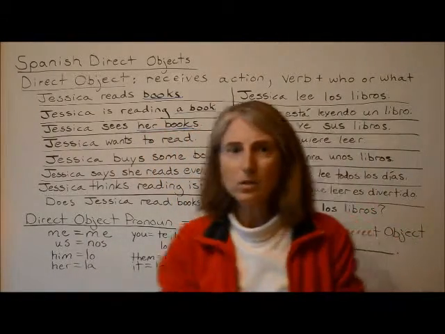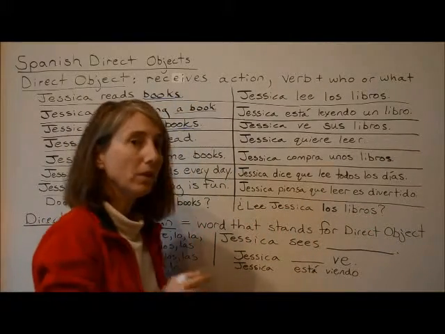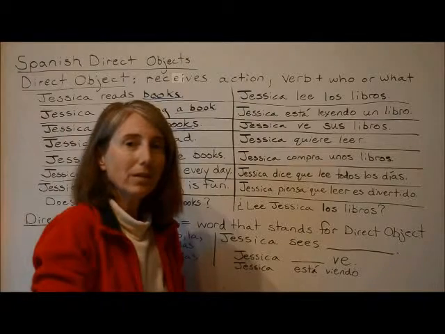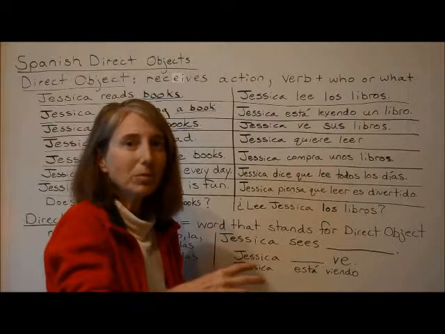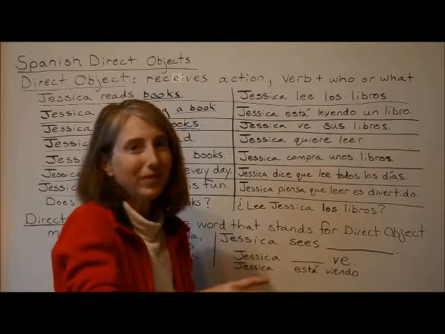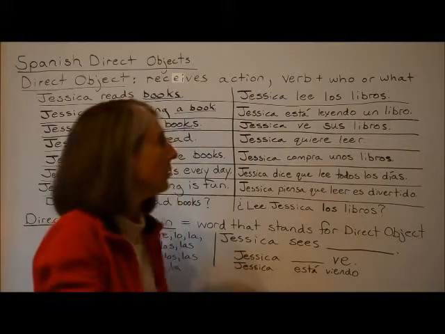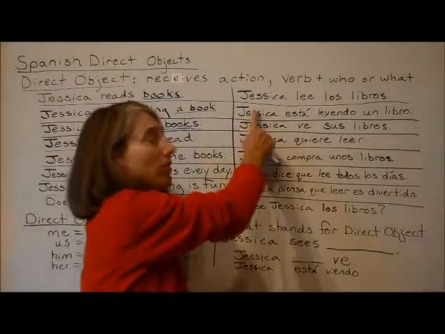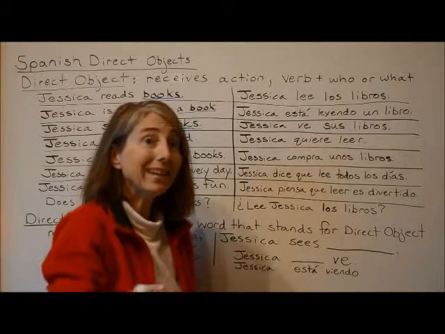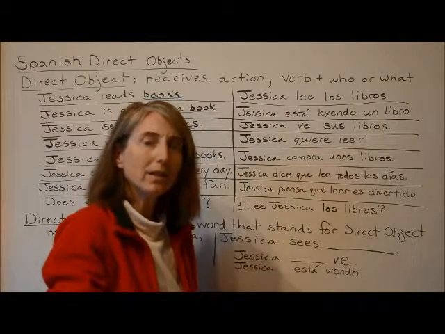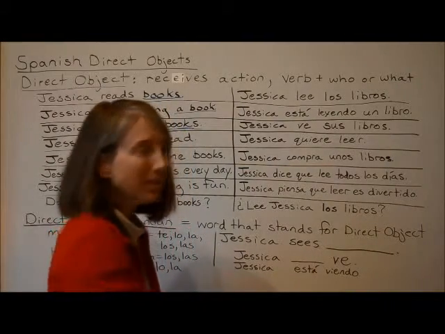Now in Spanish, we have very similar grammar. The direct object can be combined with a question when you're reading the verb to find out who or what is receiving the action, and that'll be the direct object of the sentence in Spanish. So in Spanish we have Jessica lee los libros, and we could say lee qué, reads what? It's reading the books. So the books are the direct object in this sentence.